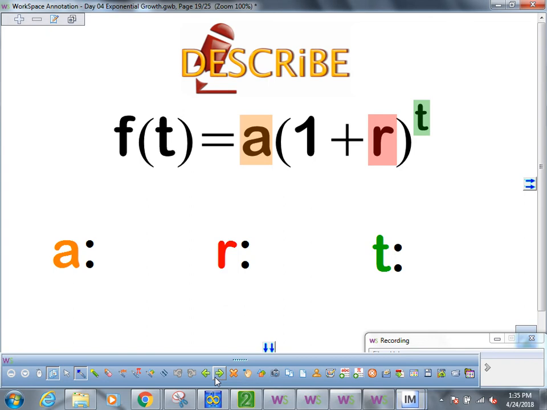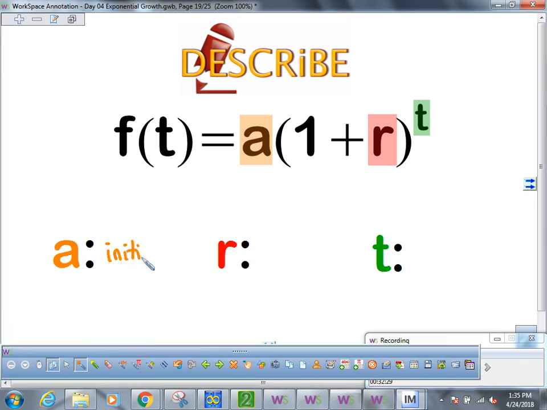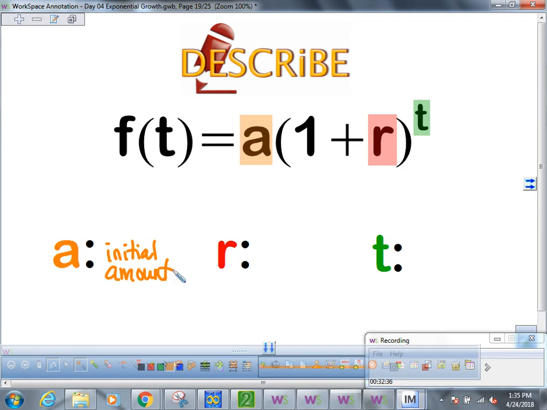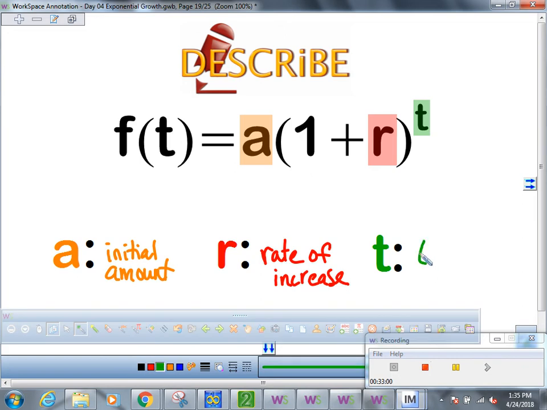So here, A is my initial amount. That's what I'm starting with. Right now, we've been talking about exponential functions, and you guys start with a 1, because it's 0, 1, because that's the parent graph. Sometimes we talk about a stretch. It could start at 0, 3. That means the initial amount is 3. Then R is going to be my rate, that's my rate of increase. And T is going to be the time.